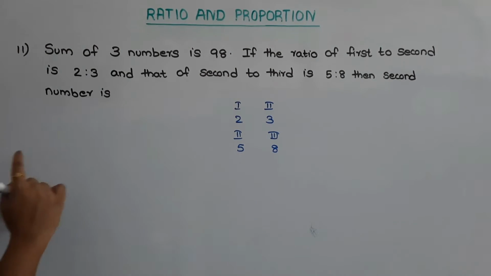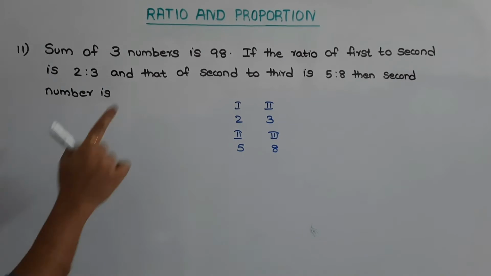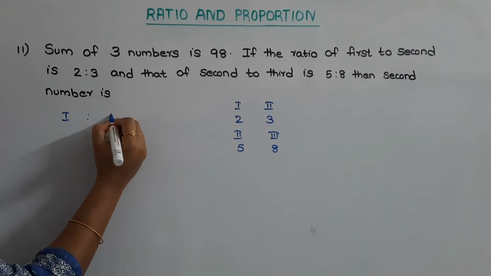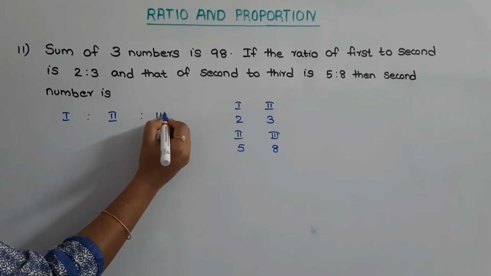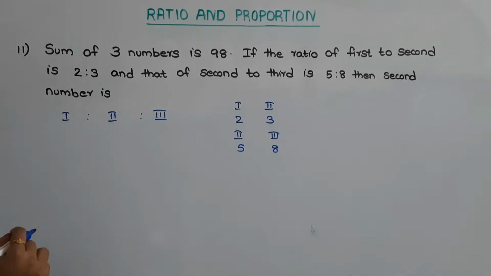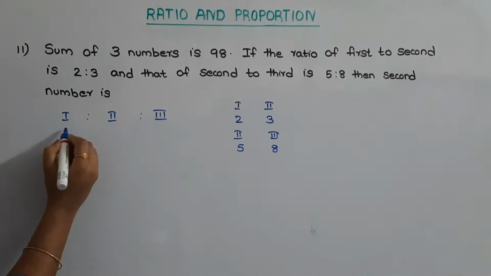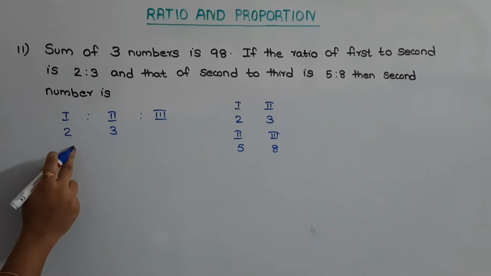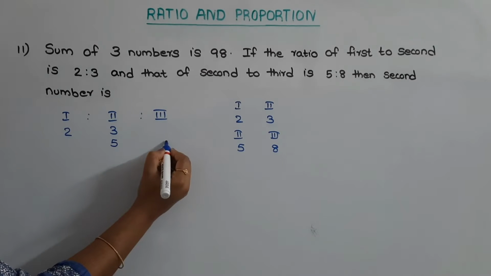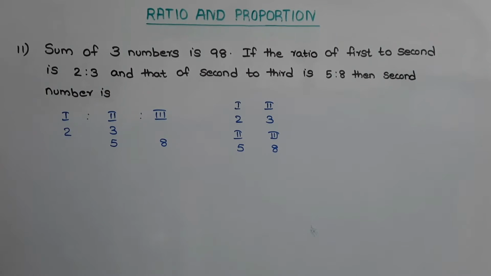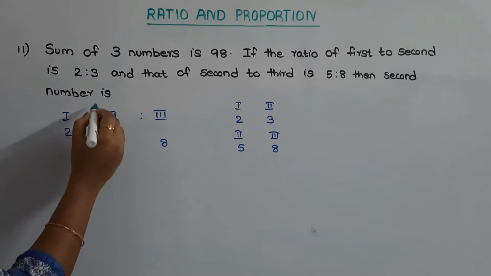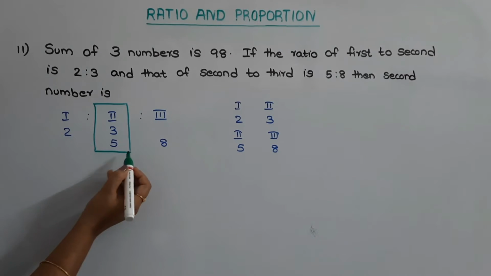In order to find out the numbers, we need to know the ratio of the first, second and third number together. So let us see how to find out this ratio from these two ratios. The ratio of the first and second number is given as 2:3, that we need to write down here. Then the ratio of the second and third number is given as 5:8, that we need to write down here. Now the next step is to make the middle numbers same. So we need to make the middle numbers of these ratios same.